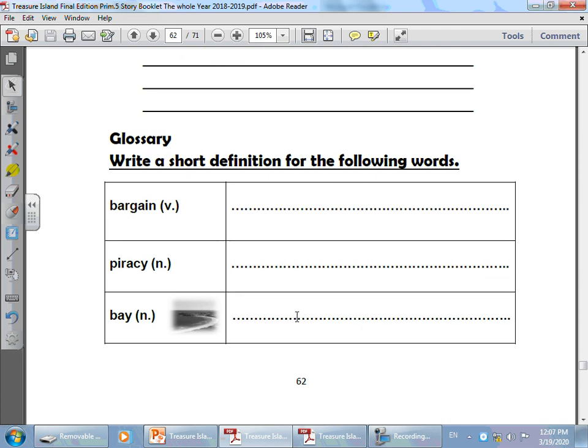Now let's discuss the meanings of the words. As we explained, what's the meaning of bargain? Excellent. Agreement or deal. What's the meaning of piracy? Very good. To practice or to act, attacking and robbing ships at sea. It's the action of being a pirate. Very nice. What's the meaning of the last word, bay? It's a broad, very big, large, wide area of a sea where the land curves. It makes a curve inwards. Very good.